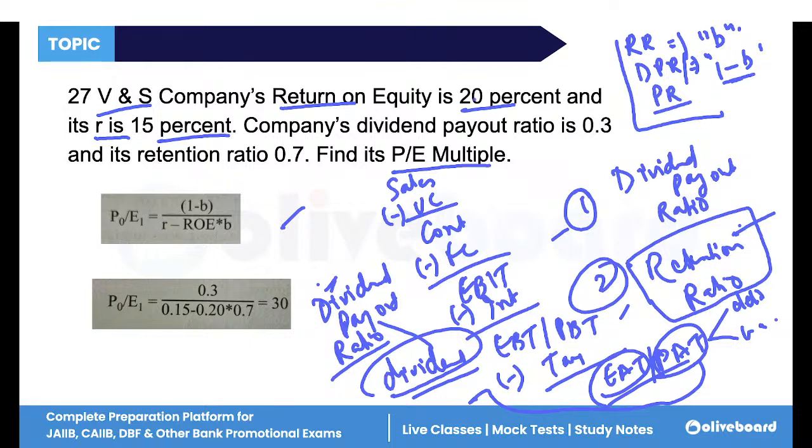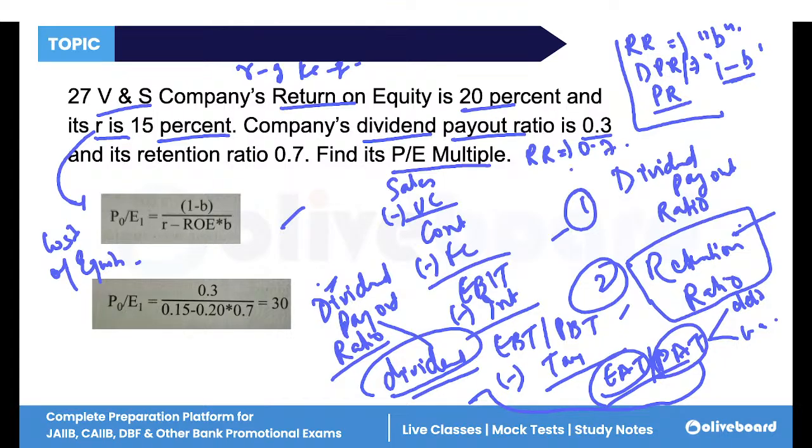Clear? Now, return on equity is 20%. R is the cost of equity. Sometimes it is written as K minus D in the dividend model. That is the cost of equity. And the company's dividend payout ratio is 0.3. So the retention ratio is how much? The retention ratio would be 0.7. Now, what is the formula of the PE multiple? This is the formula of the PE multiple, the price to earnings ratio. Clear? And the other name of the retention ratio is the plug back ratio.